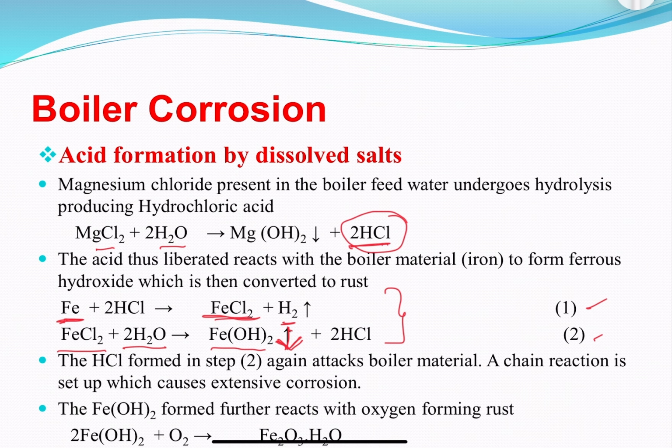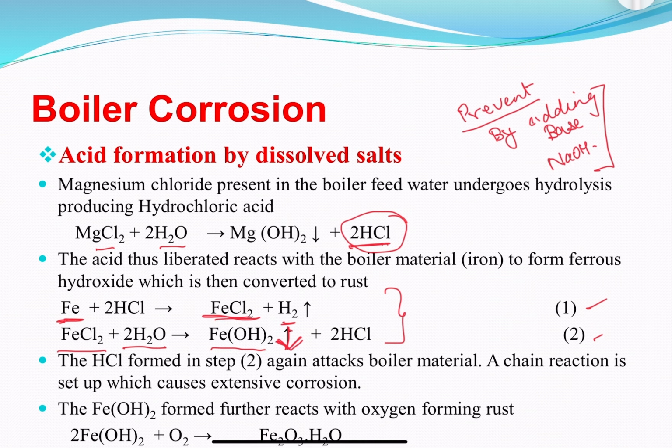Now one more thing is important. How can you control boiler corrosion due to acid formation? Since this acid is formed, we prevent it by adding a calculated quantity of base. The base generally added here is NaOH. First we calculate how much magnesium chloride is present. From that we calculate how much HCl will be formed, and then we calculate how much NaOH will be required for its neutralization. So we are adding a calculated quantity of base, and this is used to prevent boiler corrosion by acid formation.